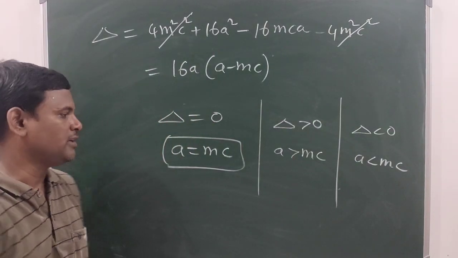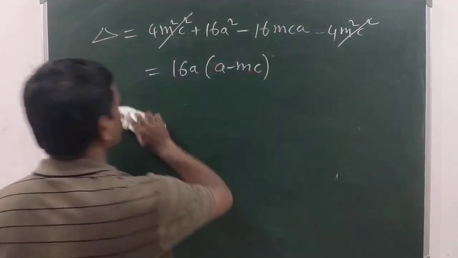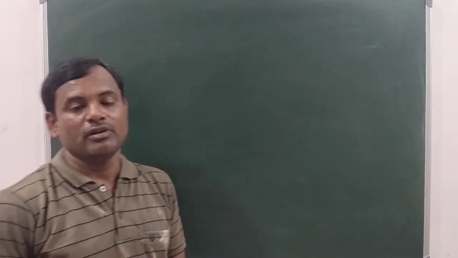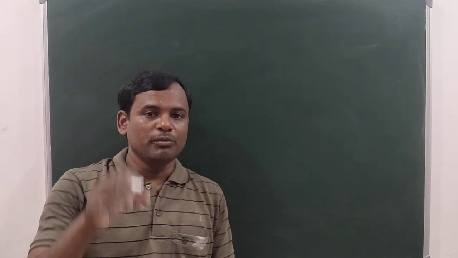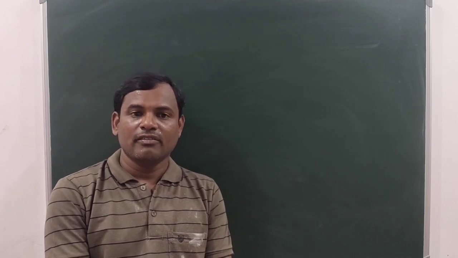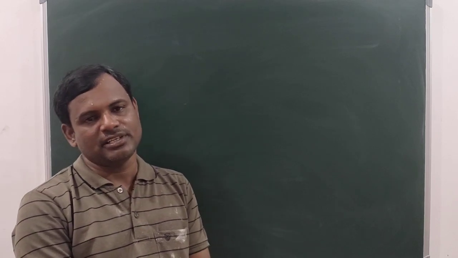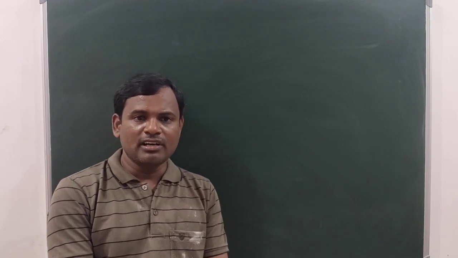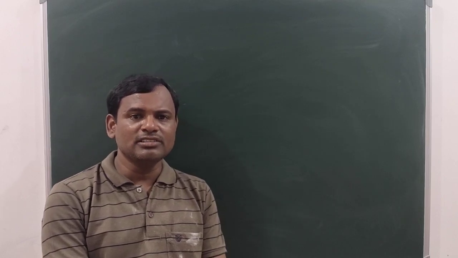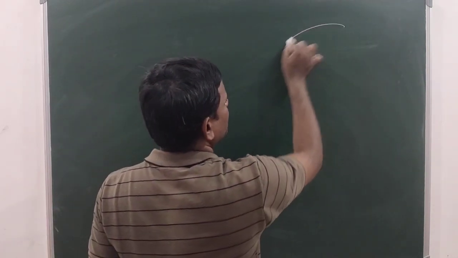Okay? Right. Next. Here you would have to learn one more problem based on this. Measure the intercept made by the parabola y square equal to 4ax on y equal to mx plus c. Find the intercept made by y square equal to 4ax on y equal to mx plus c. How do you find it?